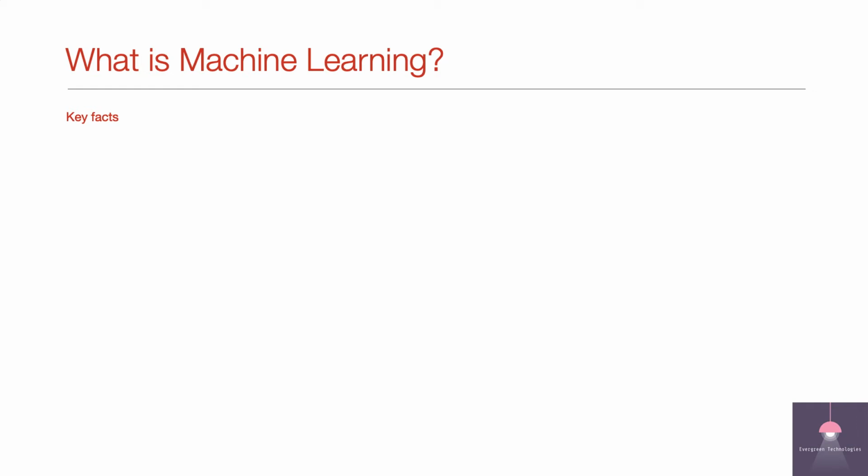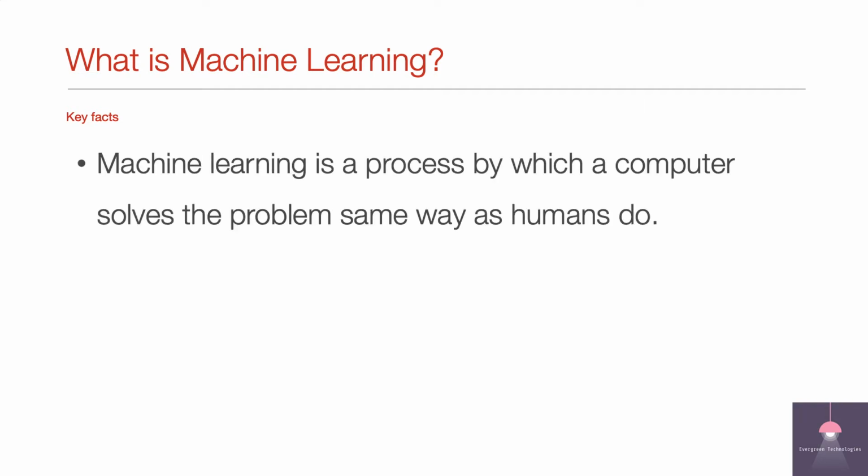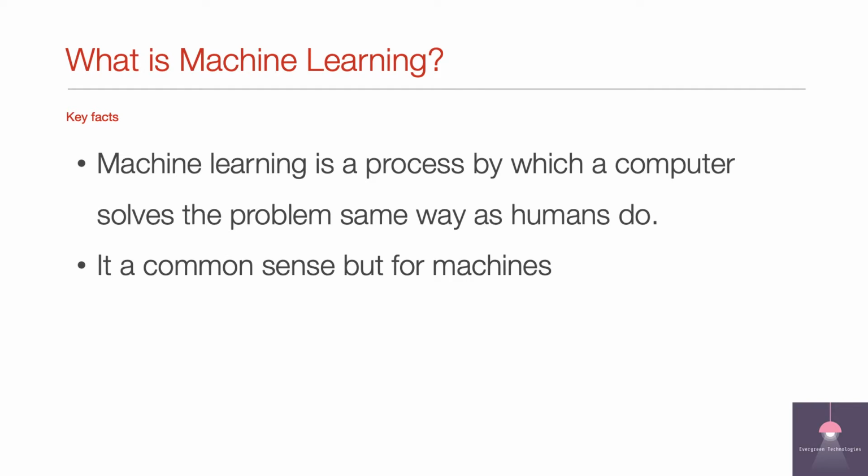So let's quickly understand what machine learning is at a very high level. It's a process by which a computer solves a problem the same way humans do, right? Just that it is a computer performing the task and not the human. It's common sense to solve a problem, but it's common sense for a machine or a computer rather than common sense for human beings. And it also learns by finding patterns in the data, right?